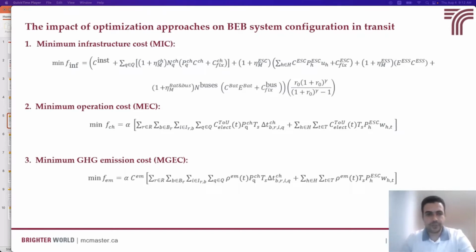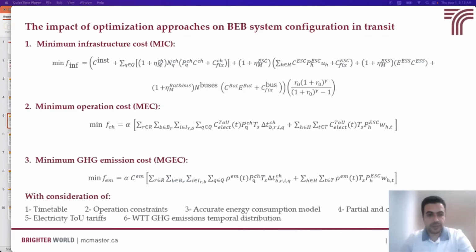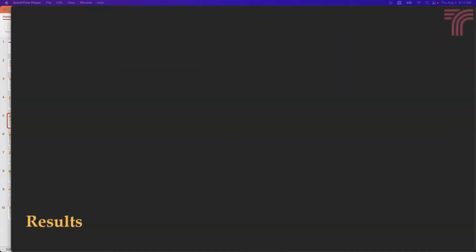I omit the equations of these constraints because there are about 40 equations, but they could be summarized in the following points. The constraints consider, first, the well-established network timetable to maintain the level of service. Second, the operational constraints. Third, an accurate trip-level energy consumption model. Fourth, en route partial and continuous charging strategy. Fifth, the electricity time of use tariffs. And last, the well-to-tank greenhouse gas emissions temporal distribution.